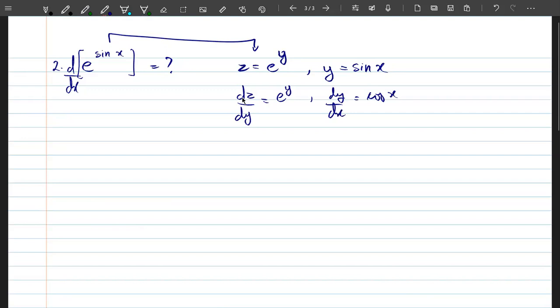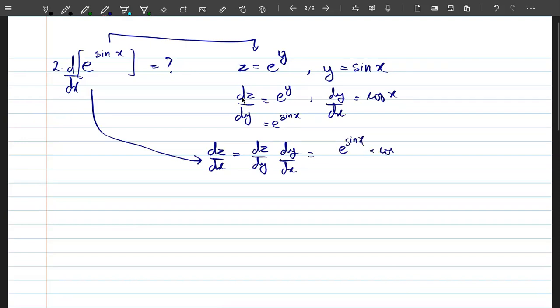cos of x. Now remember, we want to write everything finally in terms of x. So this e power y, remembering that y is sin x, is just e to the power of sin x. And so now chain rule tells us that dz upon dx is equal to dz upon dy times dy upon dx. So that is e to the sin x times cos x, or cos x times e to the sin x. Same thing, I'm just writing it in a more traditional form.